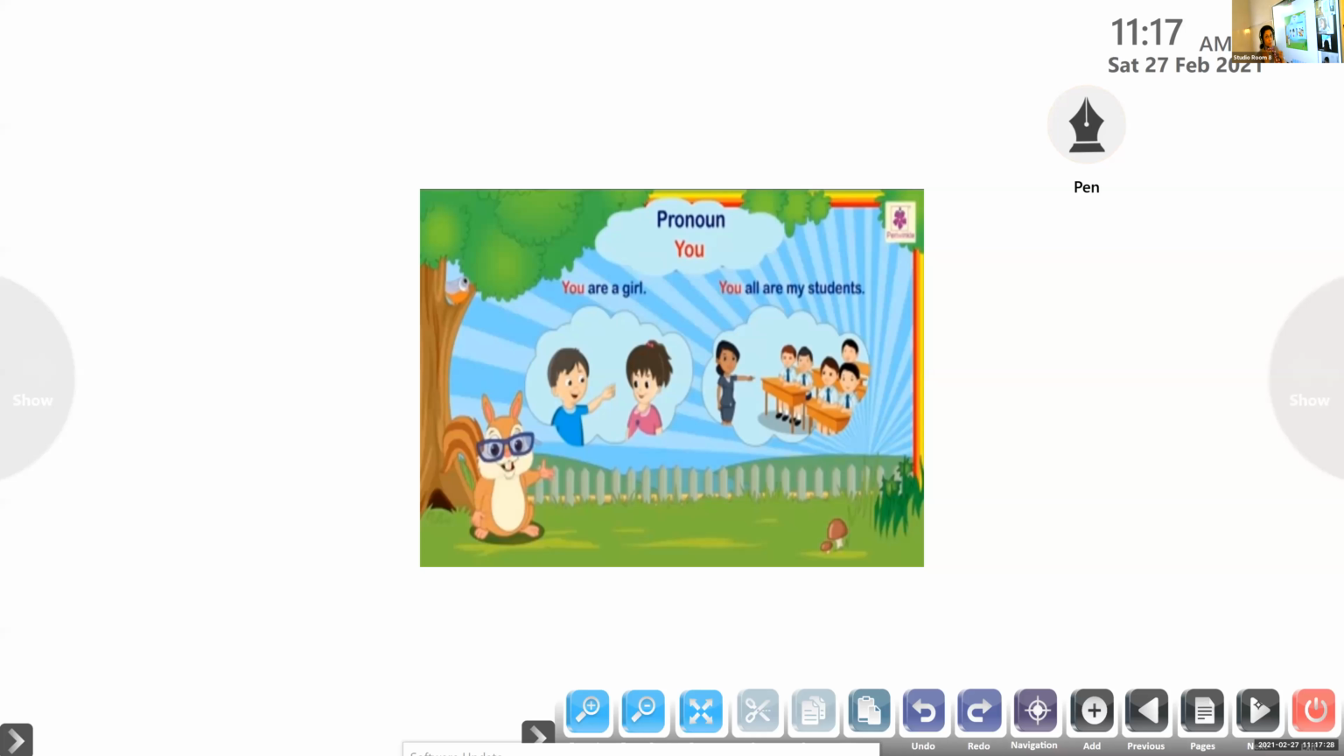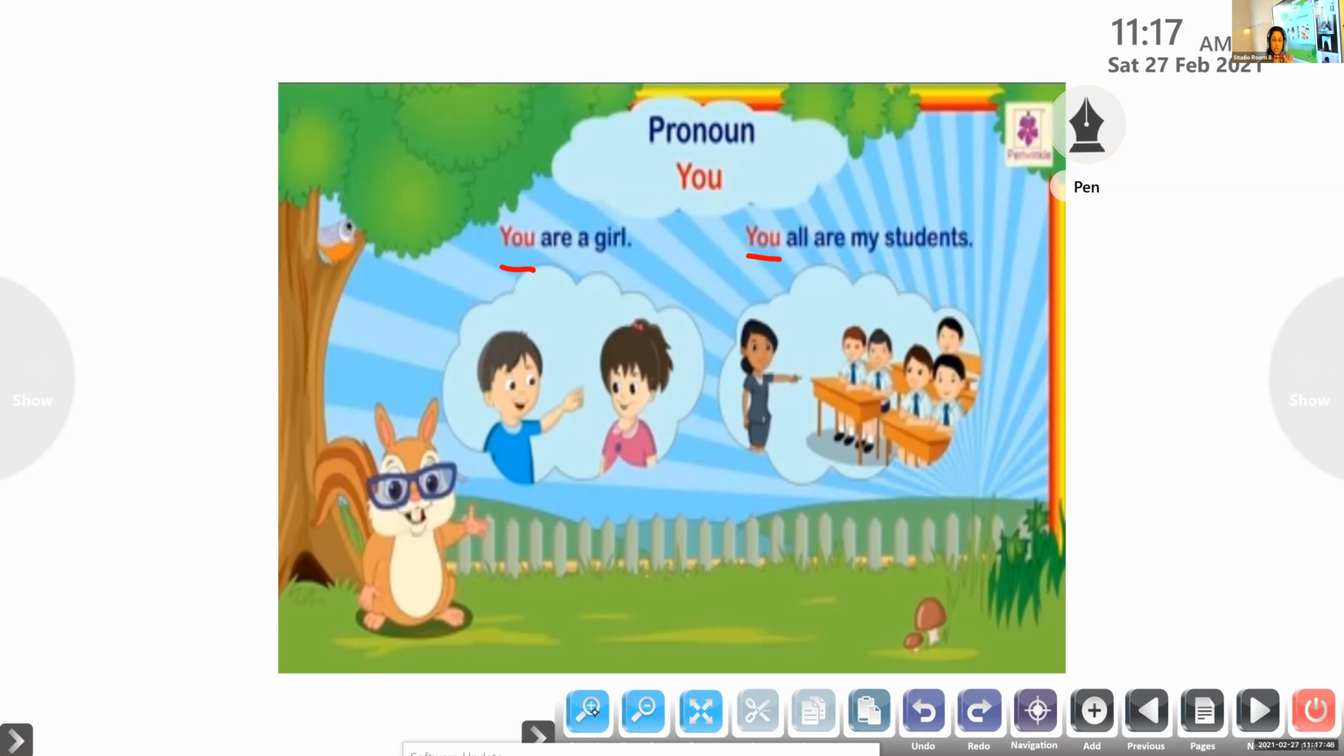You is a special pronoun, it is used for singular as well as for plural. You are a girl, you all are my students. Have you understood the plural pronouns now? There are 3 plural pronouns, you, we, and they, and each pronoun has a different usage. They is used for plural, and we is also a plural pronoun when you are included in it. You is used for both singular as well as plural.